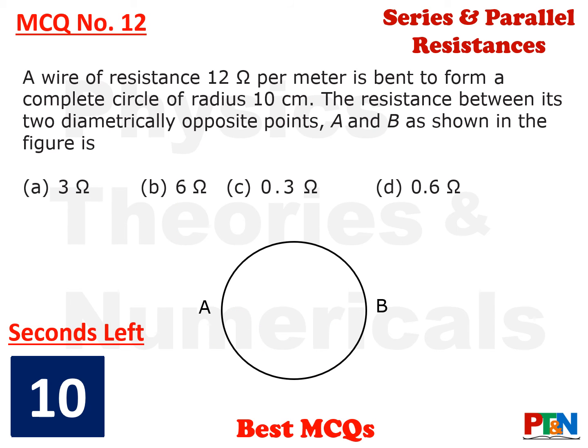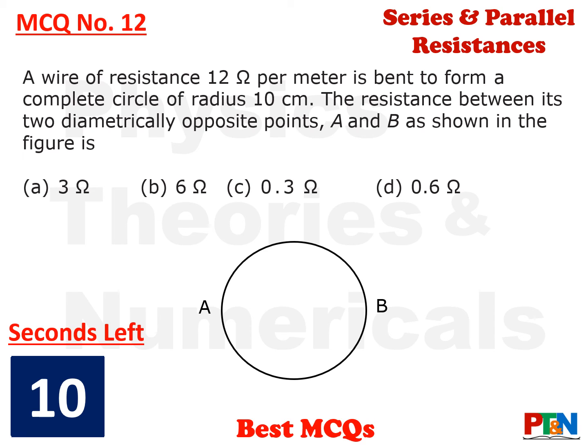Next MCQ. Here it is not a zero resistance line. Here resistance has been given for this line. What it says is a wire of resistance 12 ohm per meter. It is bent. This is a wire with some resistance, 12 ohm per meter. What is the length of that wire? It is 10 centimeter.